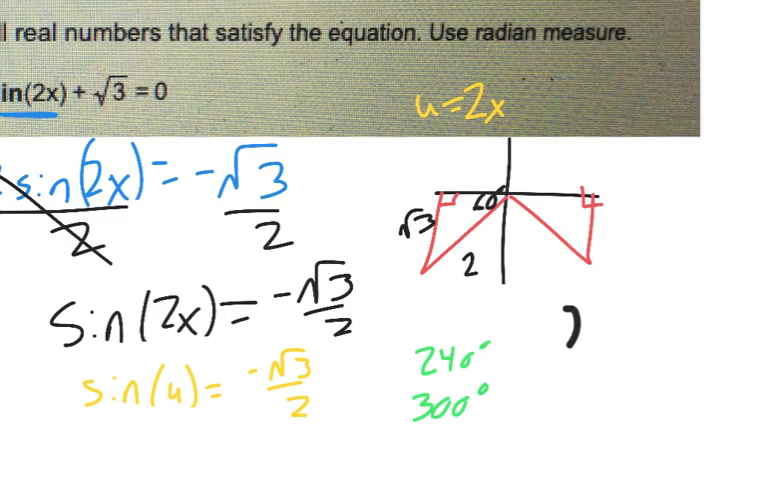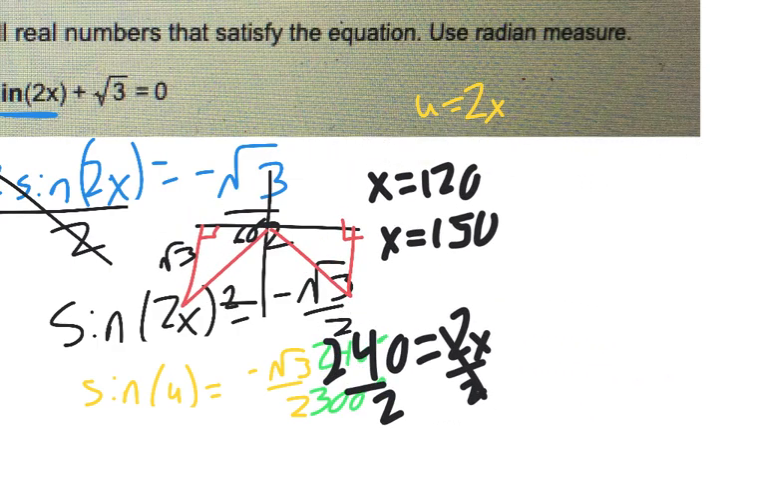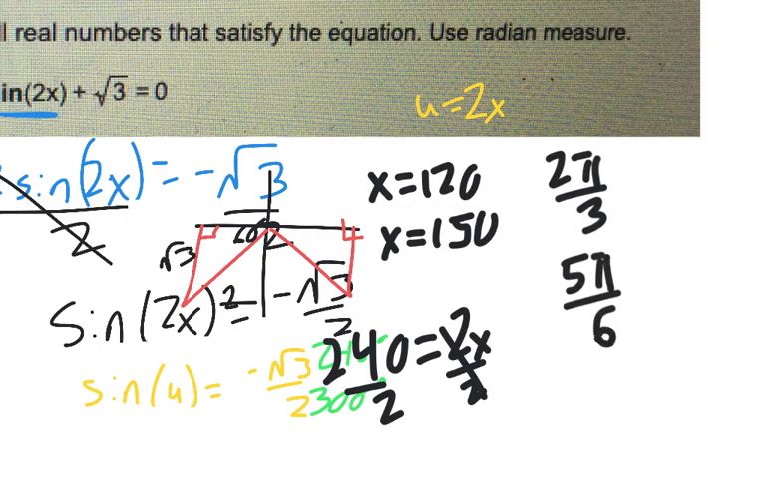let me fix this, sorry. 240 is equal to 2x. So divide by 2. That means x is 120. And then same thing for 300 divided by 2. So x would be 150. So those are the two angle measures in degrees. Now we need to convert those to radians. So 120 degrees is 2 pi over 3 radians, and 150 degrees is 5 pi over 6 radians.